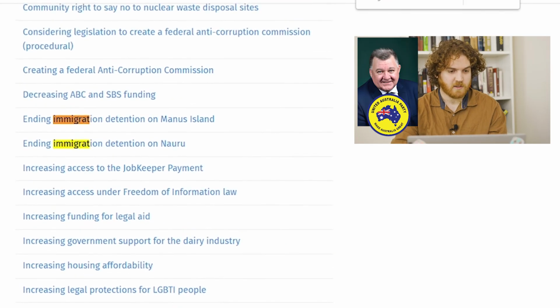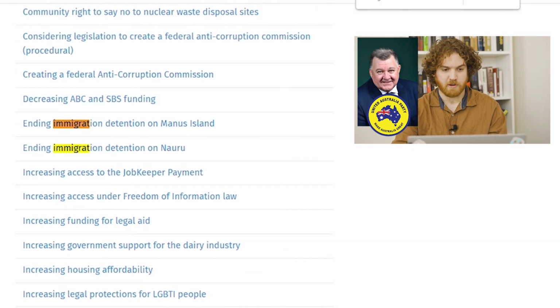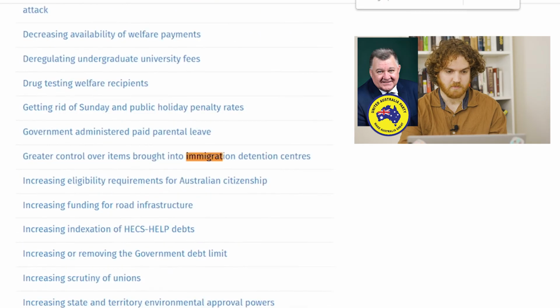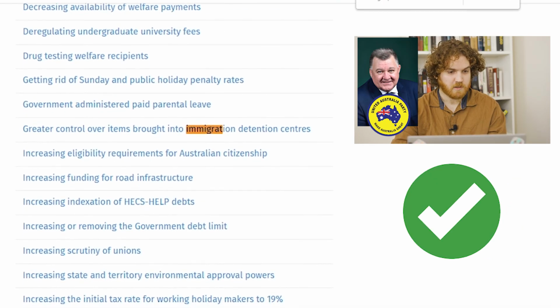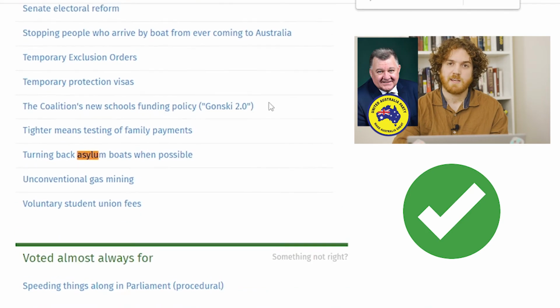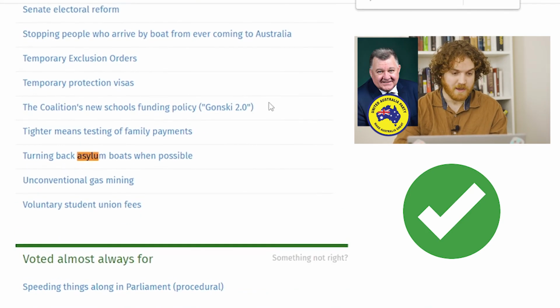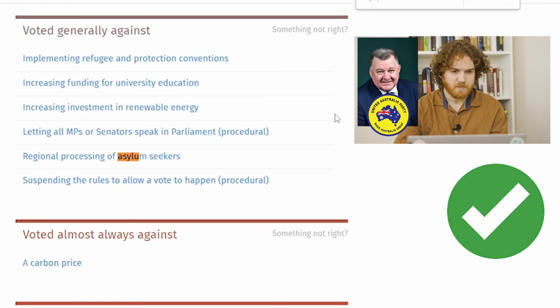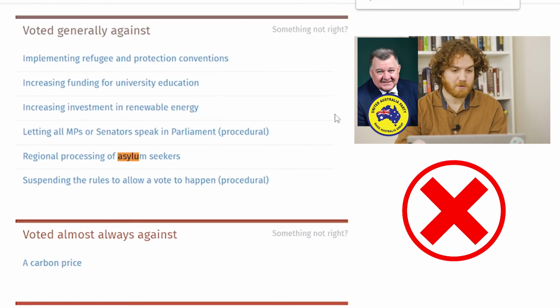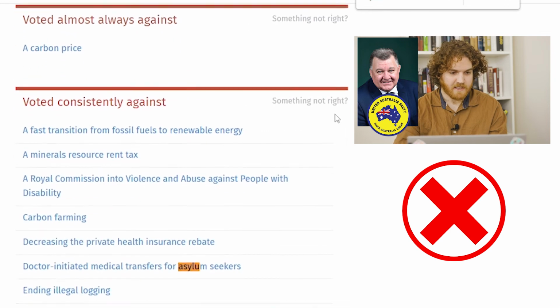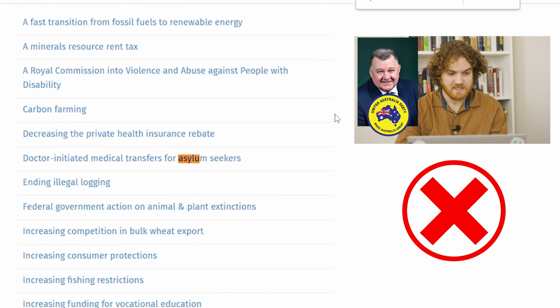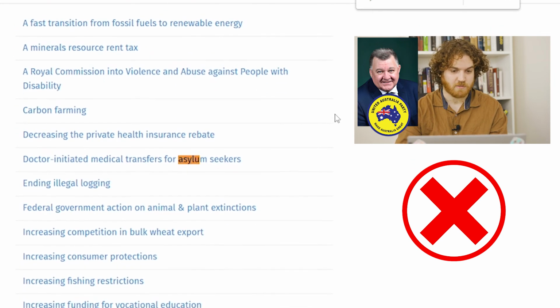And we also can't say anything concrete about his thoughts on ending immigration detention on Manus and Nauru. He has voted consistently for greater control over items brought into immigration detention centres though. He's also consistently voted for turning back asylum boats when possible. He's voted generally against regional processing of asylum seekers and has consistently voted against doctor-initiated medical transfers for asylum seekers.